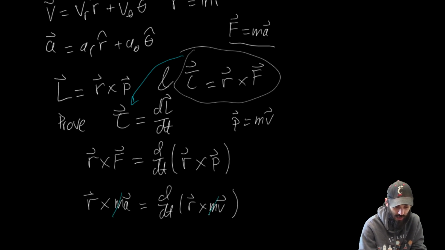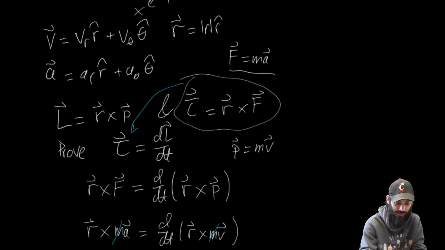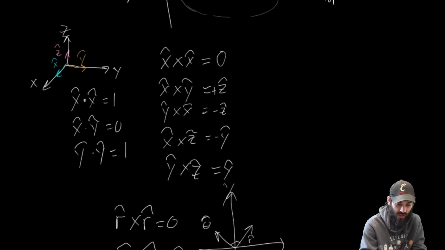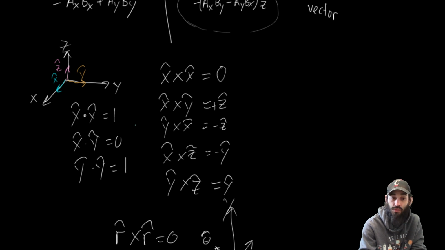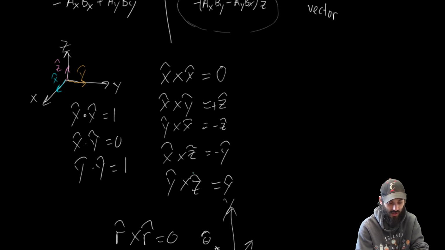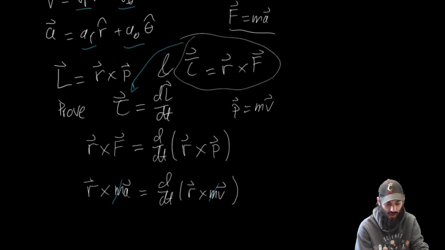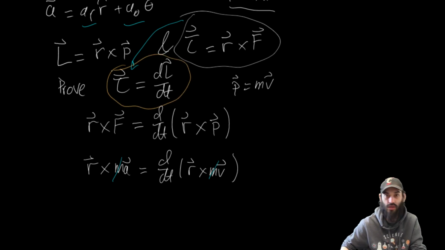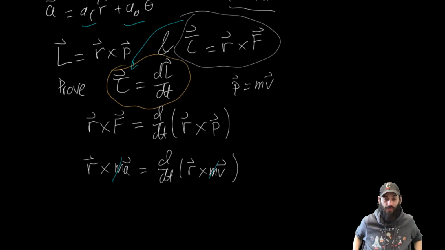So at the end of the day, I want you to use the things that I told you here, and explicitly what I give you for v sub r, v sub theta, a sub r, a sub theta, and these rules that I laid out for the way that the cross product works, to show that this equality holds, that this is indeed true. And effectively what you're doing then is you're proving that the torque is going to be equal to the time derivative of the angular momentum. So that's going to be it.